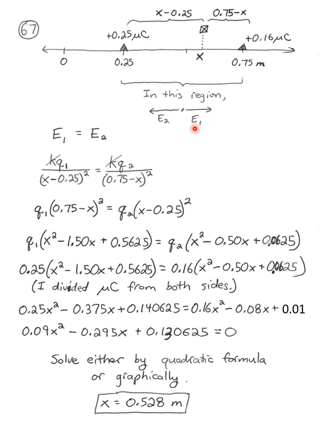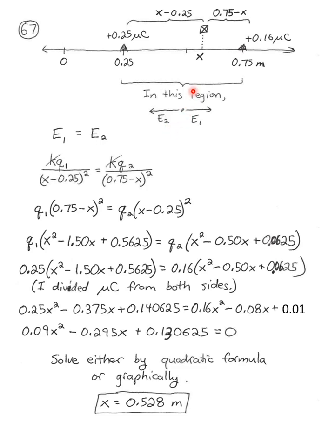I've drawn my electric field vectors. So charge 1, the one on the left, is pushing it. The electric field from it goes to the right. The electric field from the positive charge on the right is pushing to the left. And so you can see this, and we're looking for where E1 is equal to E2.